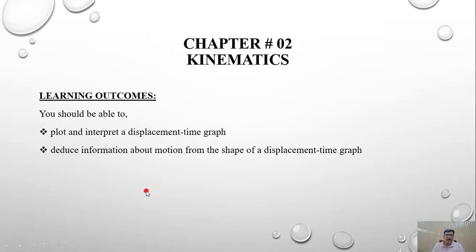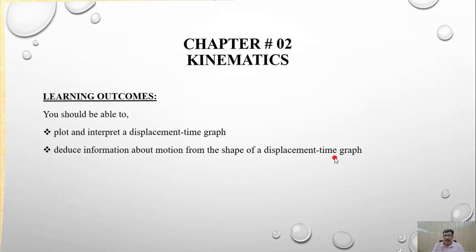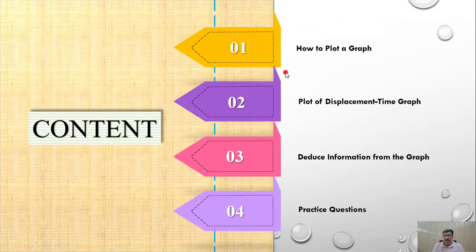The learning outcomes which we are going to cover in today's lesson are to plot and interpret a displacement time graph. You should be able to deduce information about motion from the shape of a displacement time graph. The contents we are going to cover are how to plot a graph, plot of displacement time graph, deduce information from the graph, and practice questions.